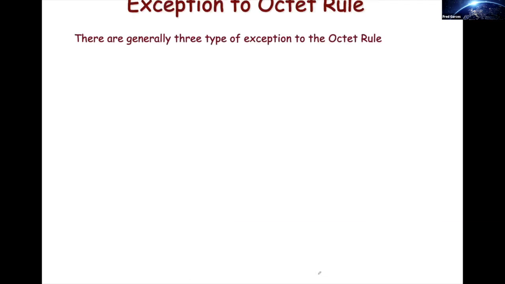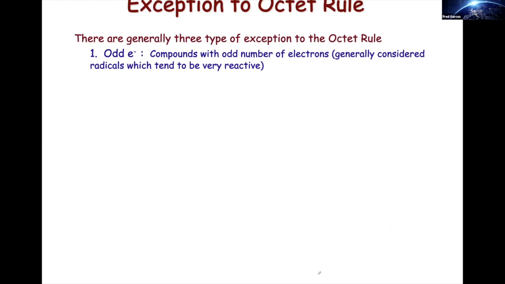Now, there are exceptions to the octet rule. Let me review them. If you have an odd number of electrons, if you count your total valence electrons and it's an odd number, automatically it's not going to obey the octet rule. Okay, like NO. This is a neutral chemical. You're going to have 5 from nitrogen, 6 from oxygen. 6 plus 5 is 11. There's no way getting around it. It's an exception to the octet rule.